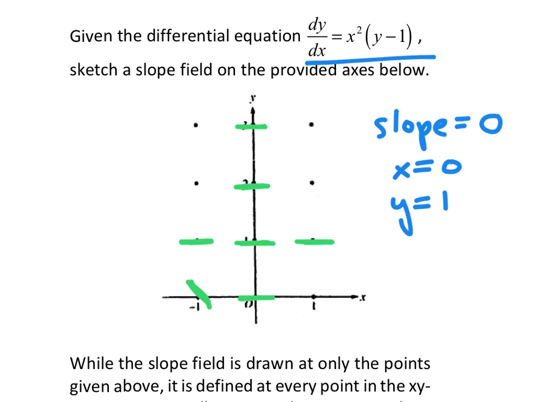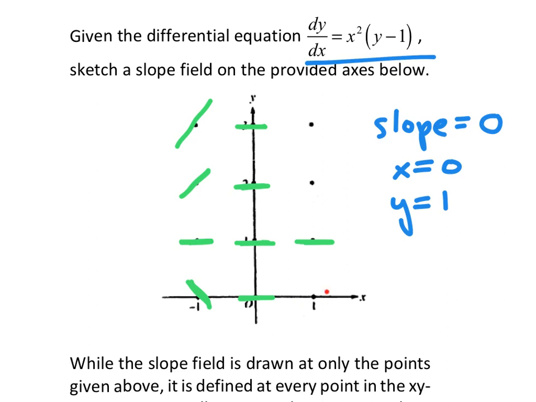Here's my next point. I have negative 1 as x, 2 as y, so negative 1 squared is 1, 2 minus 1 is 1, so that gives me a slope, or a dy/dx value, of positive 1. I'm going to sketch a line that has a slope of positive 1. Then at negative 1 comma 3, I have negative 1 squared is 1, 3 minus 1 is 2, which gives me a slope of 2. I need to make sure when I'm sketching it that it looks steeper than the line below it, because that one had a slope of 1. This needs to look like it has a slope of 2.